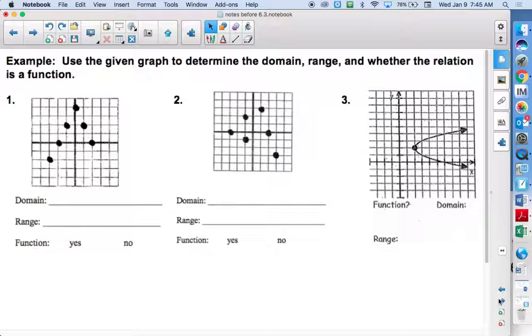So Connor said the domain would be the x values, and I said from left to right. So we're going to write the x values in order from left to right. So in this case, you just have the x values that the points touch, because there's no connection going from one value to the next. So the first x value is at -3. We have -2, -1, 0, 1, and 2.